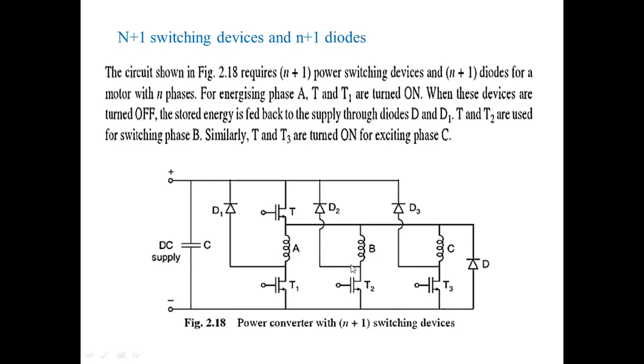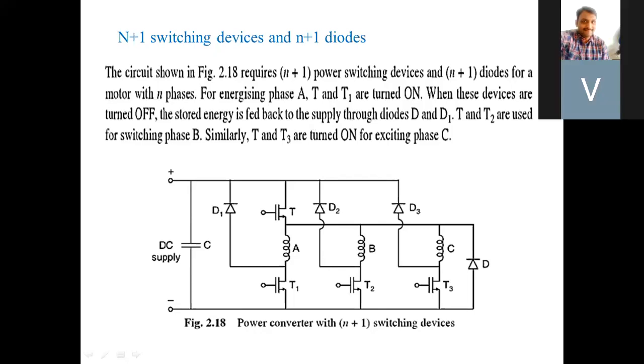Therefore, again, the stored energy is moving towards this D2 and D value. Okay, and phase C also like this. Here, what is the difference between these two switching devices and two diodes per phase? Two switching devices per phase, and also N plus one switching devices and N plus one diodes.